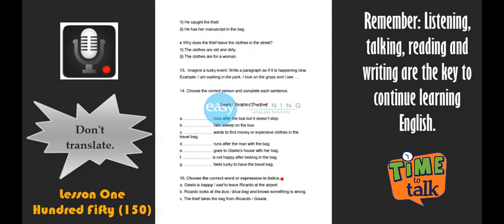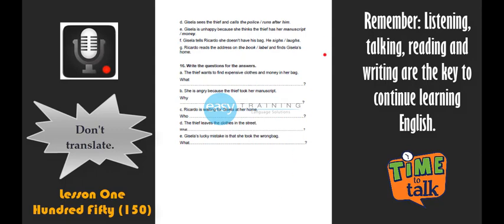In activity 16, you will choose one word to make the sentence right or correct. Sentence A. Gisela is happy or sad to leave Ricardo at the airport. Is she happy or sad? B. Ricardo looks at the bus or at the blue bag and knows something is wrong. C. The thief takes the bag from Ricardo or from Gisela. D. Gisela sees the thief and calls the police or runs after him. E. Gisela is unhappy because she thinks the thief has her manuscript or her money.